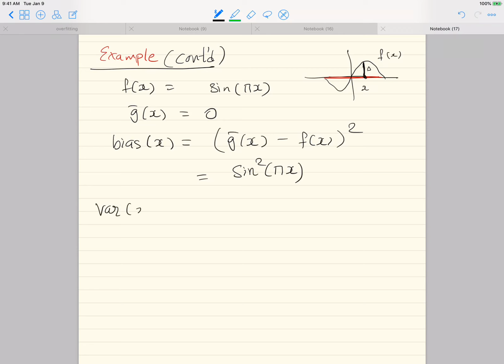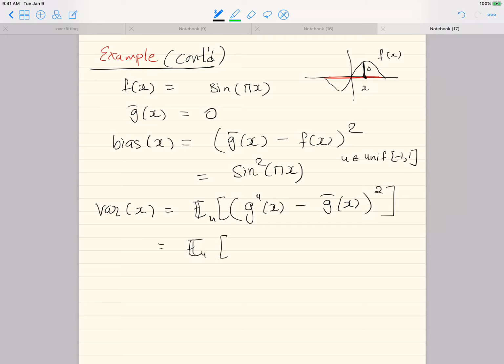And the variance of x will be g_D of x. For us, D is u, so g_u of x minus g bar of x. Take the square and take the expectation with respect to u. And u here is uniform between -1 and 1. So this is the expected value over u of g_u of x. g_u is sine of pi u. That's v for us. V is sine of pi u. g bar of x is 0, so we take the square of this.